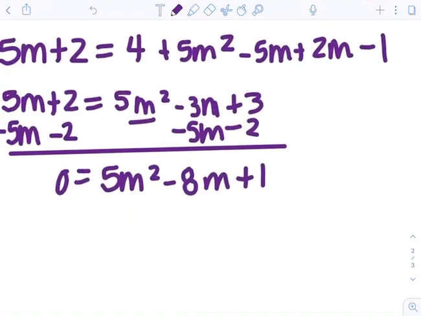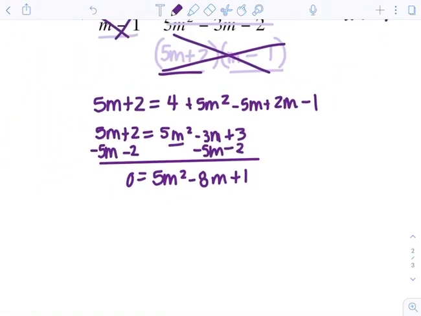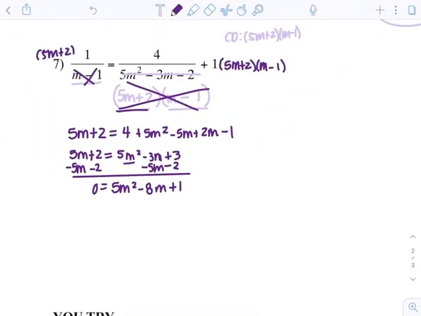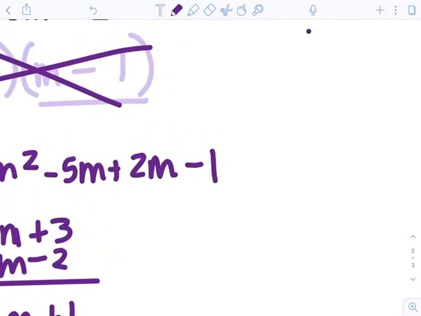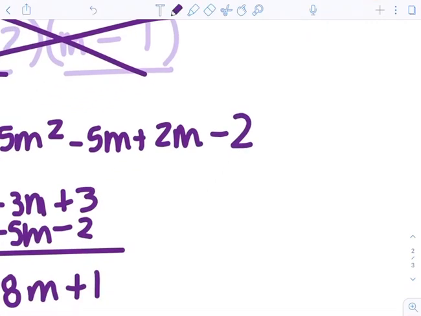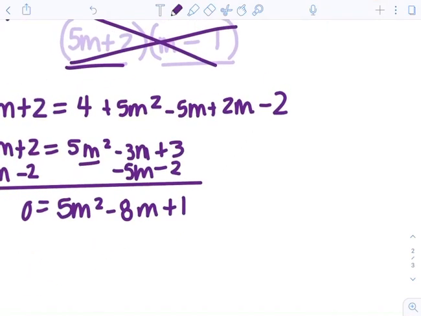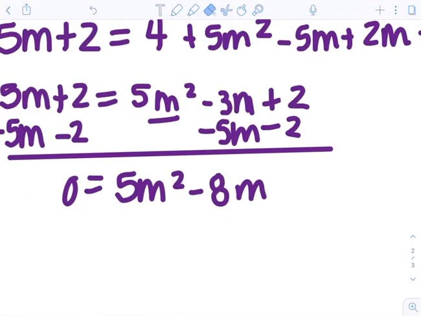Okay, so now I have to solve by factoring. I think I made a mistake here. Let me see. Oh, I did. Sorry. This should be -2. So then this should be a 2. And then that's all I have left. Sorry, my bad. So those 2's cancel out.